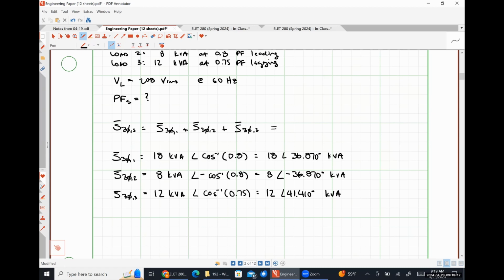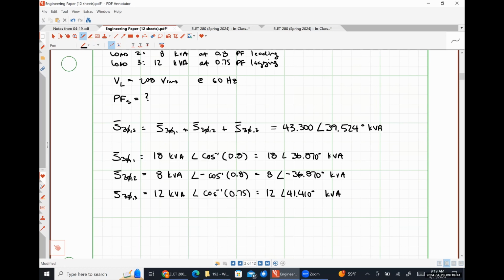Adding those three results together, we wind up getting 43.300 with an angle of 39.524 degrees kVA.